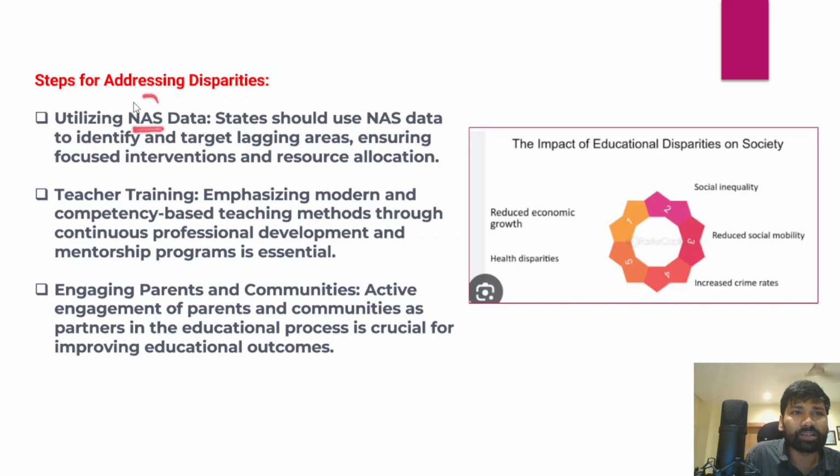So National Achievement Survey data must be utilized for improving the quality of education or making important interventions in the education system. We have to utilize the data from the National Achievement Survey. So states should use this National Achievement Survey data to identify and target the lagging areas. Now, what are the areas we are lagging behind, through the use of data? See, evidence based, data driven and science driven policies and interventions are very important to address the disparities and further improve the quality of the education system. Okay, so they will ensure focused interventions and resource allocation as well.